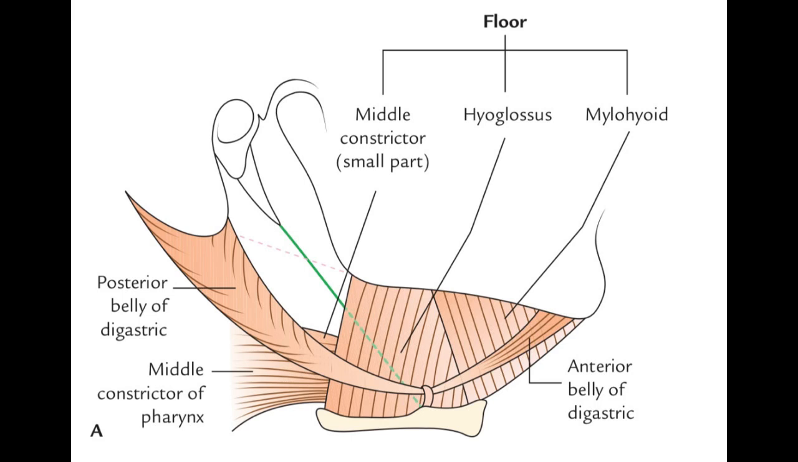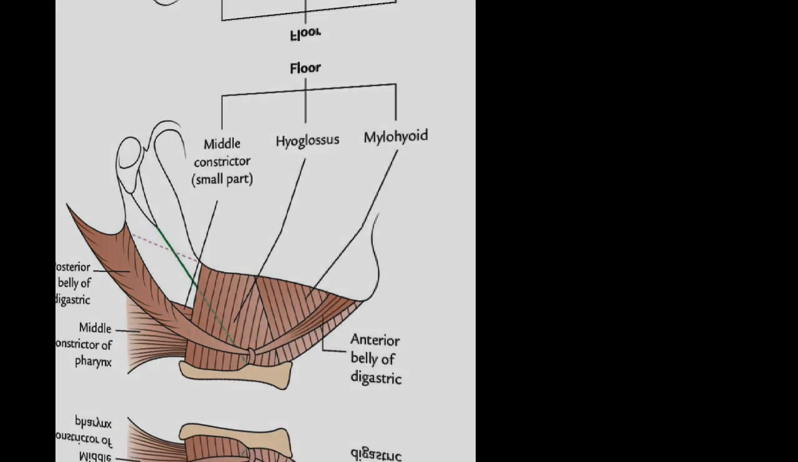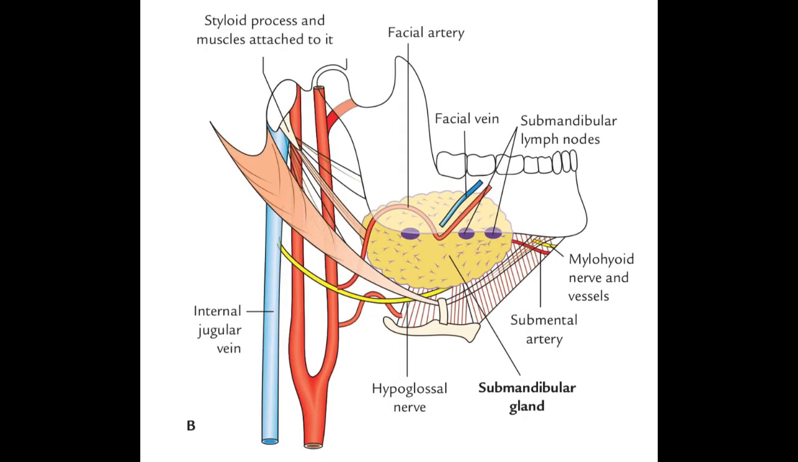But for this triangle we have the roof. Normally it is the investing layer of deep cervical fascia, which splits to enclose the submandibular salivary gland. Now what are the contents? The content is divided into an anterior part and a posterior part. The anterior part of the triangle, what is it containing? The normal things you have there are the submandibular salivary gland, the submandibular lymph nodes, the hypoglossal nerve, and the facial vein. Are you getting me now?